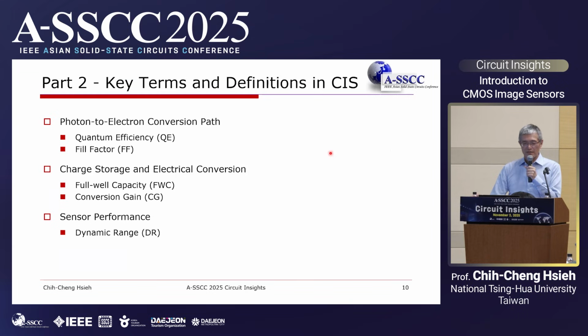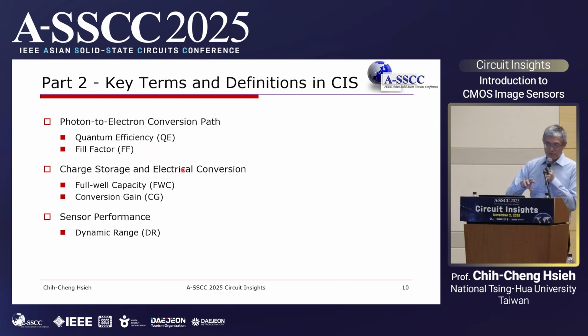Then let's go to the key terms, which means we usually need to understand the key parameters to describe the performance of a CMOS image sensor, especially sensitivity, efficiency, and so on. Okay, we will introduce corresponding parameters in these three stages. One is the photon to electron conversion path. In this stage, we will introduce the quantum efficiency, QE, and the fill factor, FF.